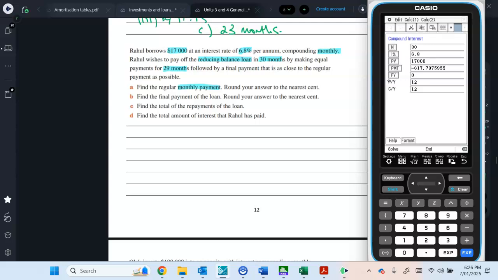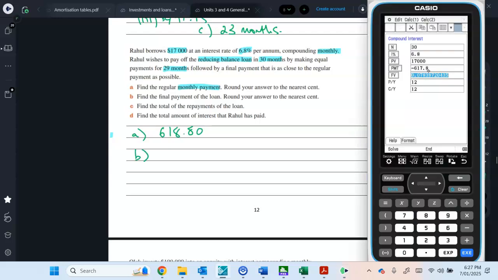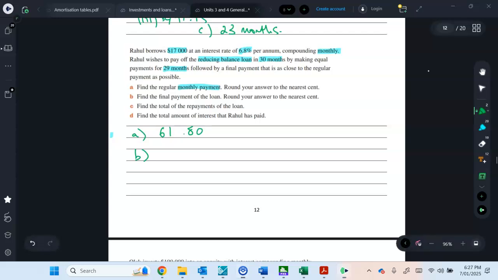So in part B, we've got to find that final payment of the loan. So if we put in 30 there, and we're going to change this to 617.80. All right, so you're getting an extra, what is that, 8 cents. So you're going to be $617. Let me just write it down. All right, so the monthly payments we're going to do $617.80. Let me just double check. 617. I knew it as I wrote the 8 that it was going to be 7.